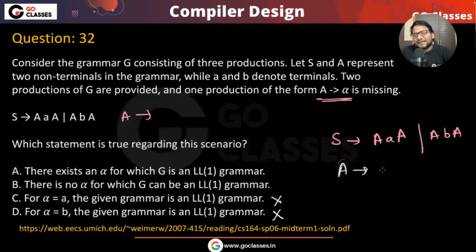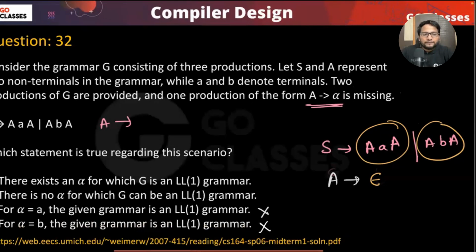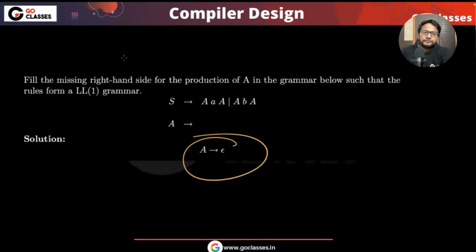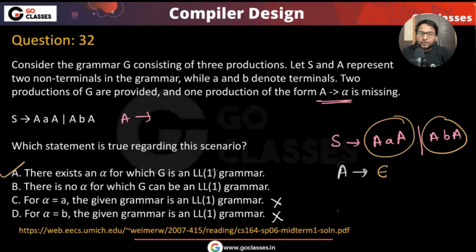So the interesting answer here is yes, there is an alpha, which is just epsilon, right? If you put epsilon, then this will go to small a, this will go to small b. So that's why this question is a little interesting. So you will say there exists an alpha for which there is LL1 grammar. And what is that alpha? Alpha is epsilon. Nice, right? You could pick B as an answer, but just be careful.